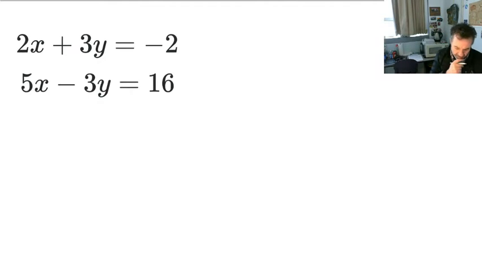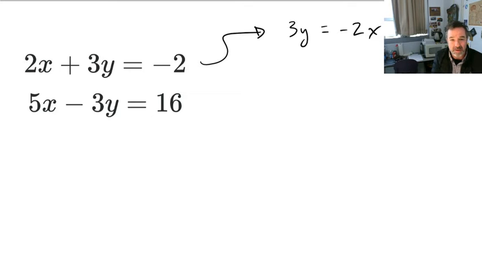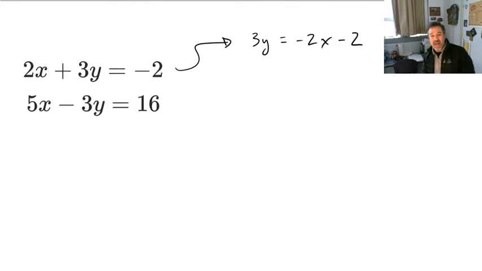So if I want to solve this using substitution, I need to have either x or y alone in one of the equations. What I'm going to choose to do here is get y alone in this top equation. So I'm going to take this top equation and I'm going to rewrite it. I'm going to take away 2x from both sides. So it's going to become 3y equals negative 2x minus 2. And then I'm going to divide everything. Oops, my face is in the way. Then I'm going to divide everything by 3. When I do that, 3y becomes y, negative 2x becomes negative 2/3 x, and negative 2 becomes negative 2/3.